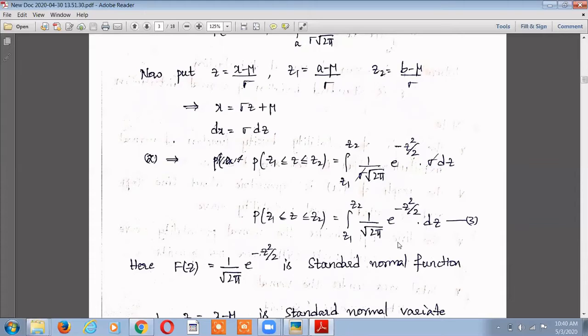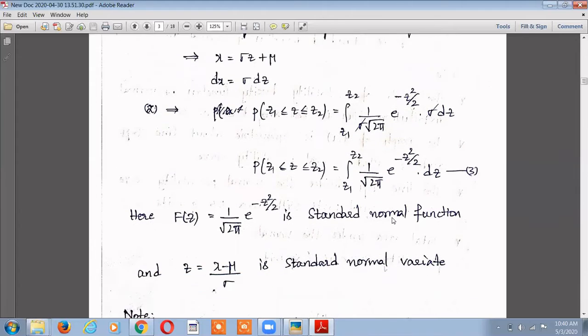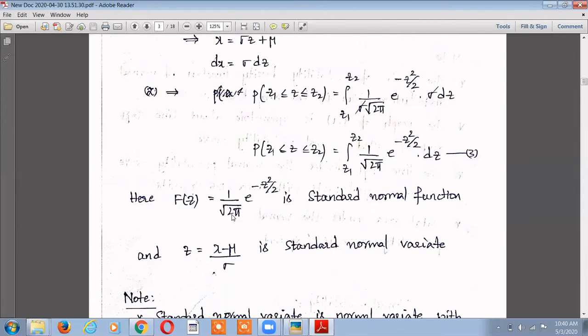So basically what does this signify? This integral signifies the area below the curve f of z. If I take 1 by root 2 pi into e to the power of minus z square by 2 as a function of z, then the integral of this f of z gives the area below the curve f of z. So here f of z is equal to 1 by root 2 pi into e to the power of minus z square by 2. I have taken the integrand as a function of z, which represents the standard normal function. And here z is equal to (x minus mu) by sigma, a standard normal variate. So whenever we want to find the probability of the standard normal variate z between any two values, this is the formula.